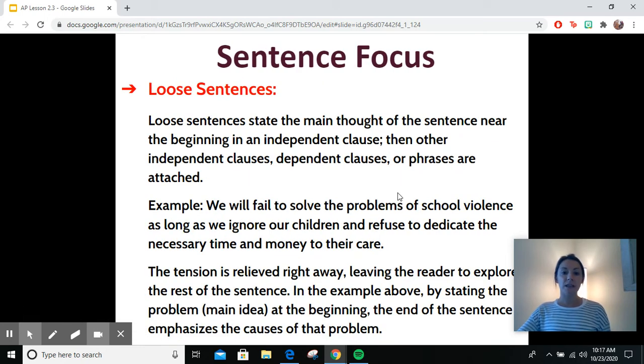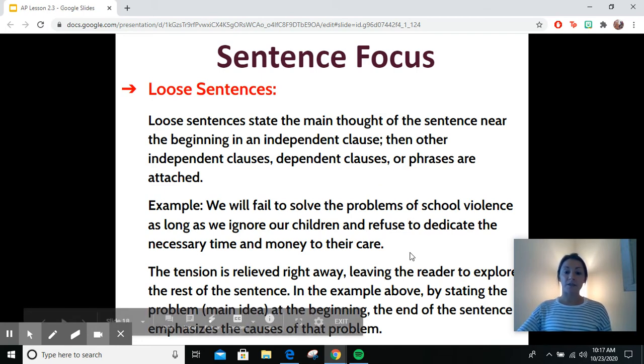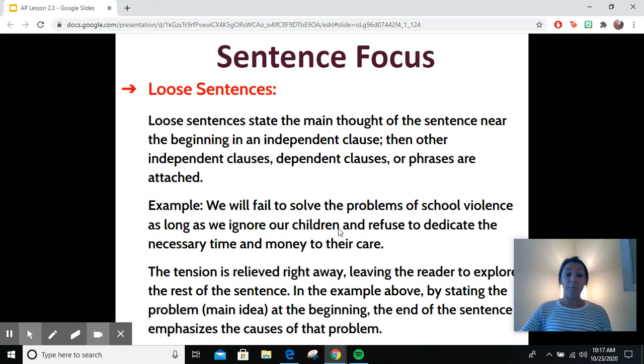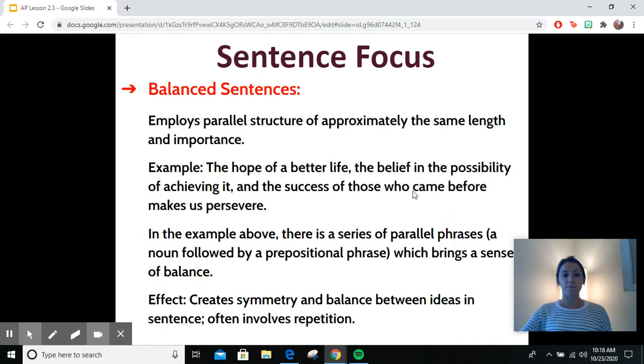Loose sentences state the main thought of the sentence near the beginning in an independent clause. Then other independent clauses, dependent clauses, or phrases are attached, okay? So in loose sentences, the tension is relieved right away, leaving the reader to explore the rest of the sentence. You can take a look at this example. The tension is relieved, the problem is solved, and then we can read on. There's no suspense building throughout these loose sentences.